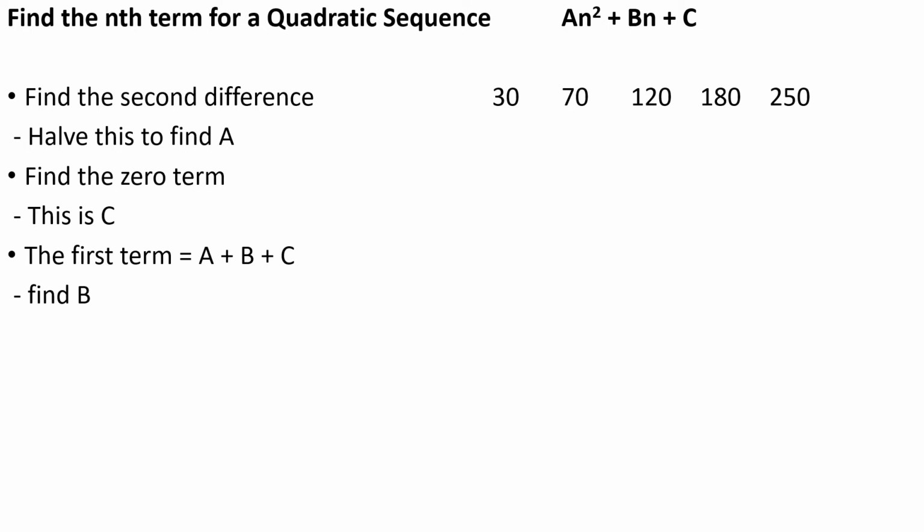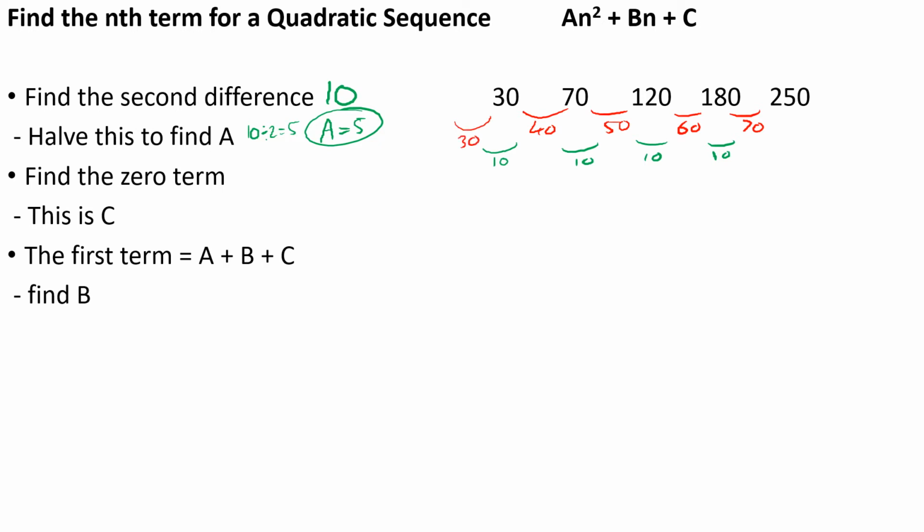So first step, find the second difference. So we are going up by 40, 50, 60, 70. So our second difference is 10. Okay. Halve this to find a. So 10 divided by 2 is 5. So a equals 5. Okay. Then we want to find the 0 term. So remember, we have to be careful here. We have to put in the second difference and the first difference, and we can figure out that our 0 term is actually 0 in this case. So we can say c equals 0.